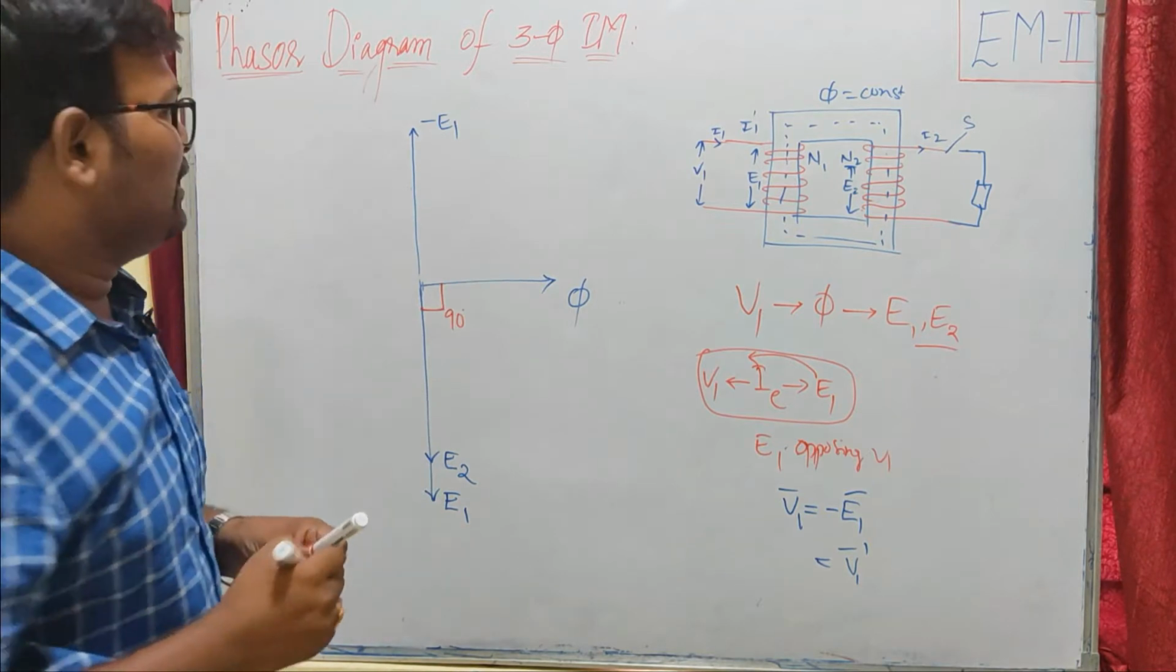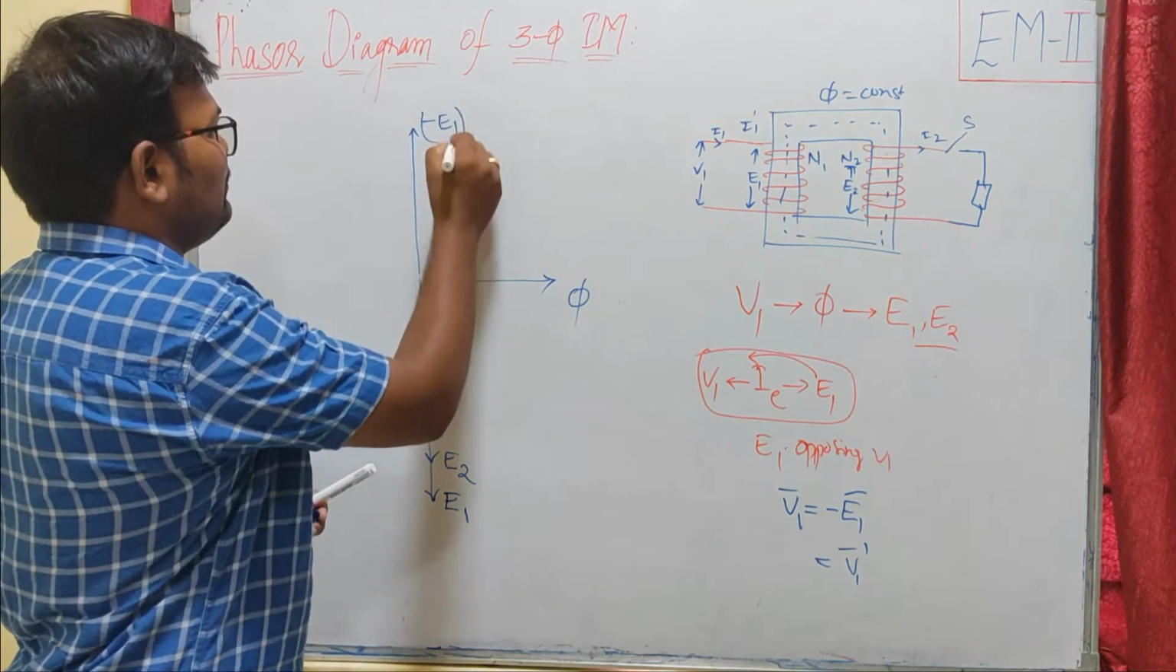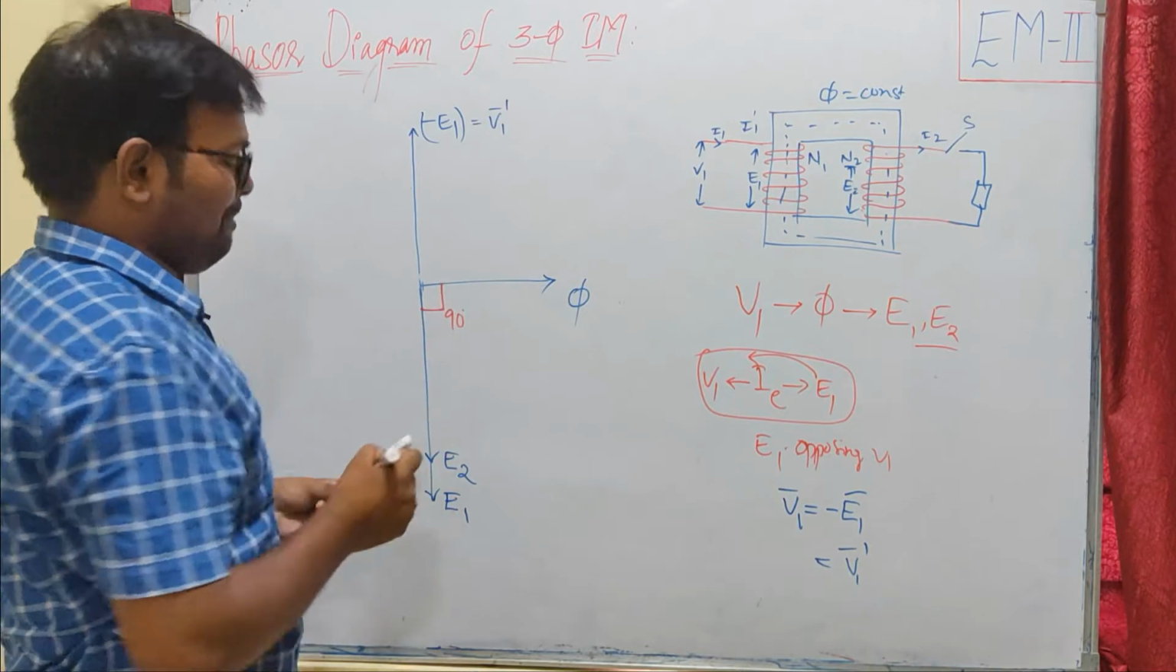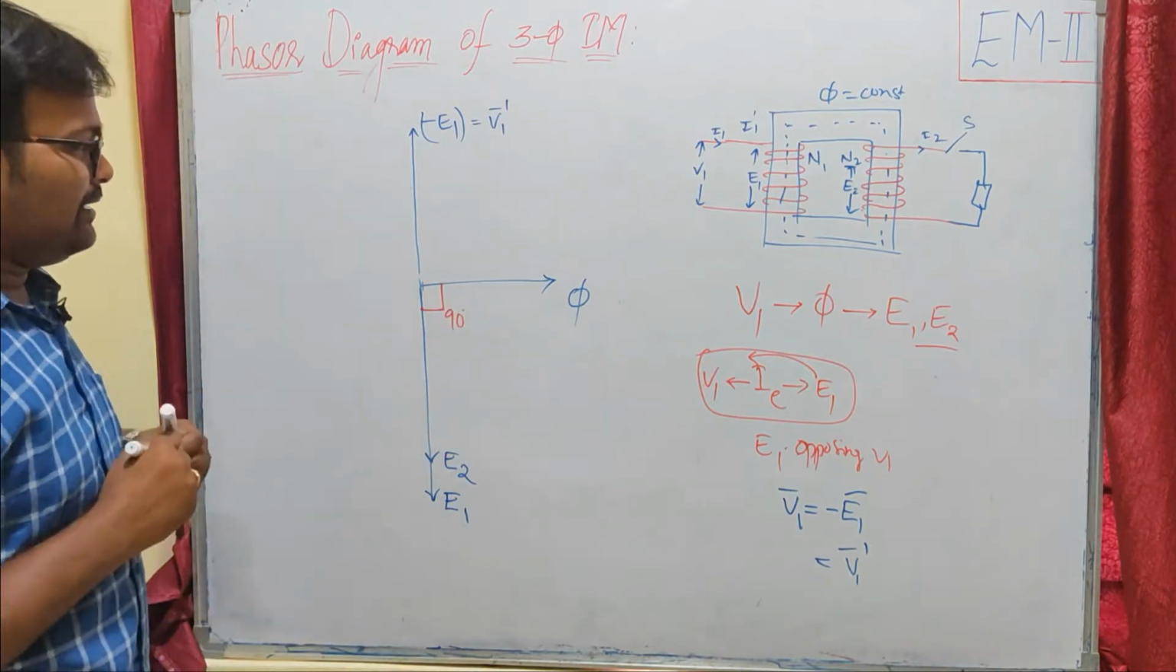Okay, this is my minus E1, which I am going to write as equal to V1 bar. Now let us see the no load component of current.